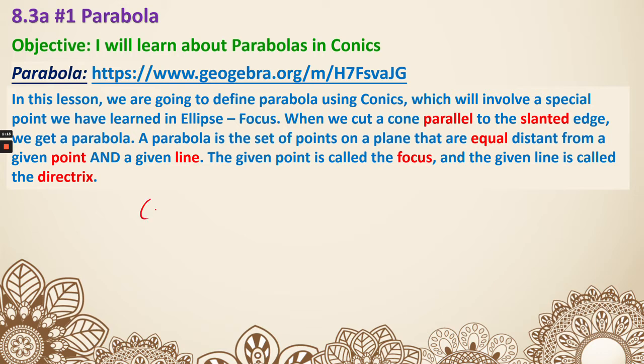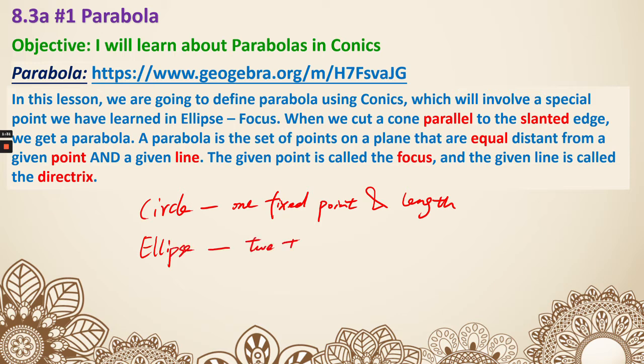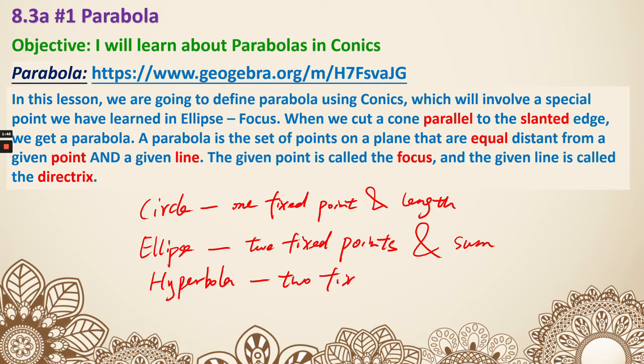So if you recall, in a circle we have one fixed point and a fixed length. And when we got to ellipse, we have two fixed points and a length, a sum, actually. And then we got to hyperbola, so two fixed points, but instead of the sum, it was the difference. And lastly, today's lesson, of course, is going to be parabola.